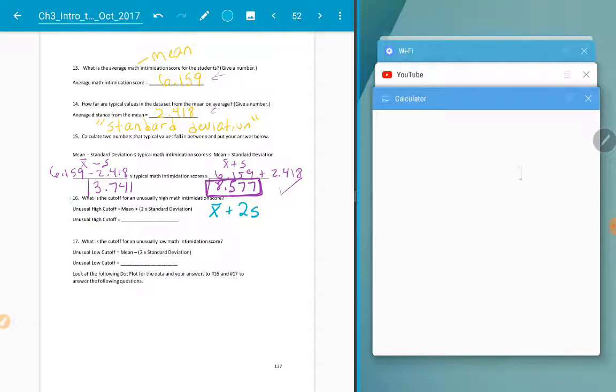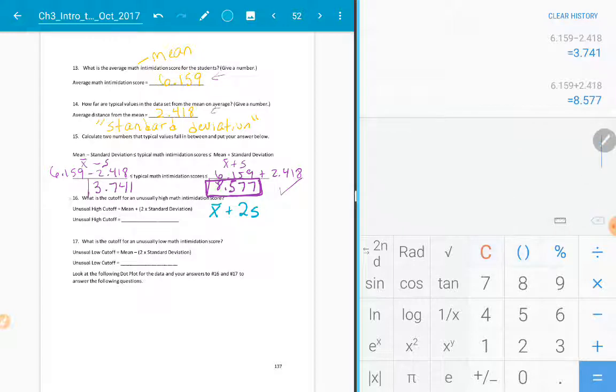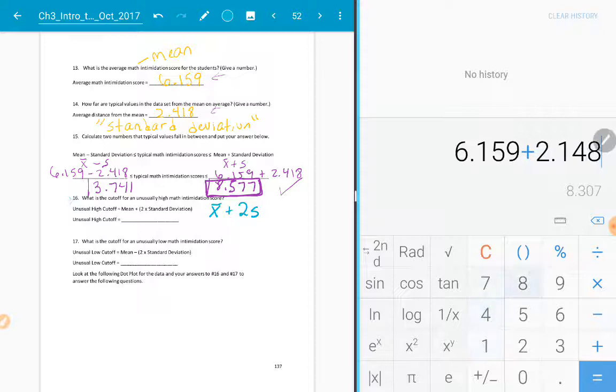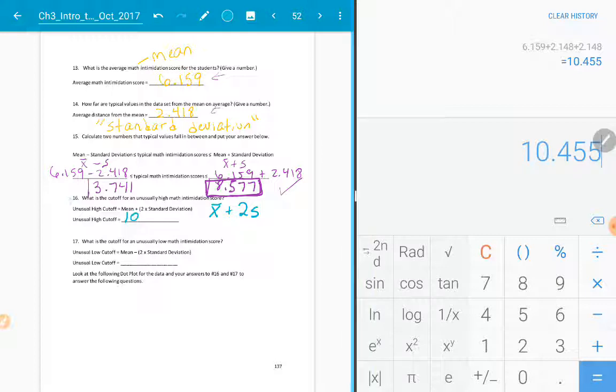So I'll get out my handy dandy calculator for that. And we get 6.159 plus the standard deviation of 2.418, and I'm just going to add it twice. That's the same thing as adding the standard deviation times 2. So adding it twice, say 2 standard deviations to the right of the mean, gives me 10.455.